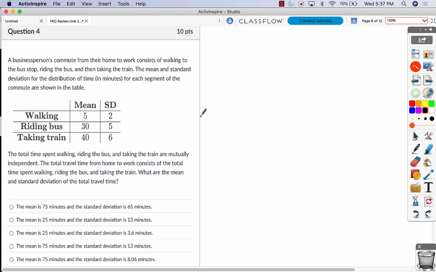Okay, a businessman commutes to work. Okay, this is his commute to work. He's going to walk, get on a bus, then he has to take a train. They're independent of each other. Okay, so to get the mean, the total time traveled, you have to think. The walk is random, riding the bus is random, and taking the train is random. So you technically have 3 random variables. The total time is going to be the total time for all 3 of these. So the total time is combining 3 random variables.